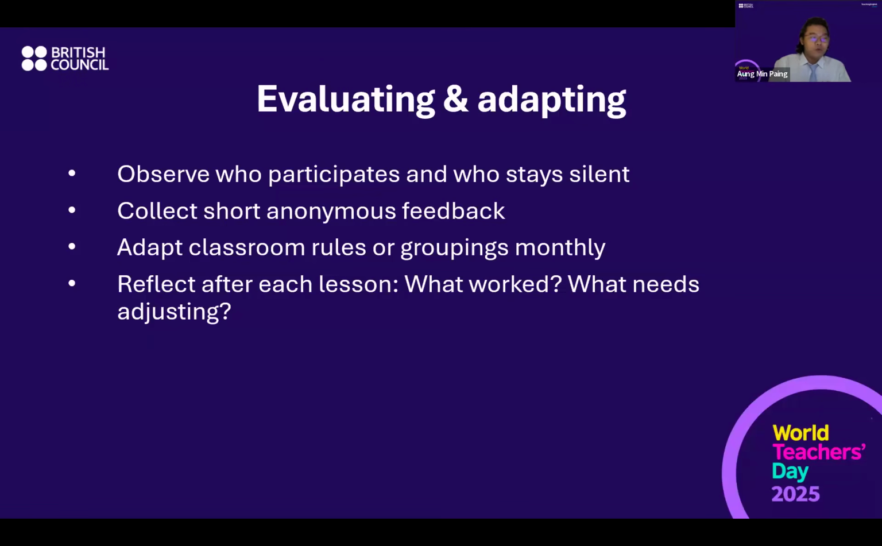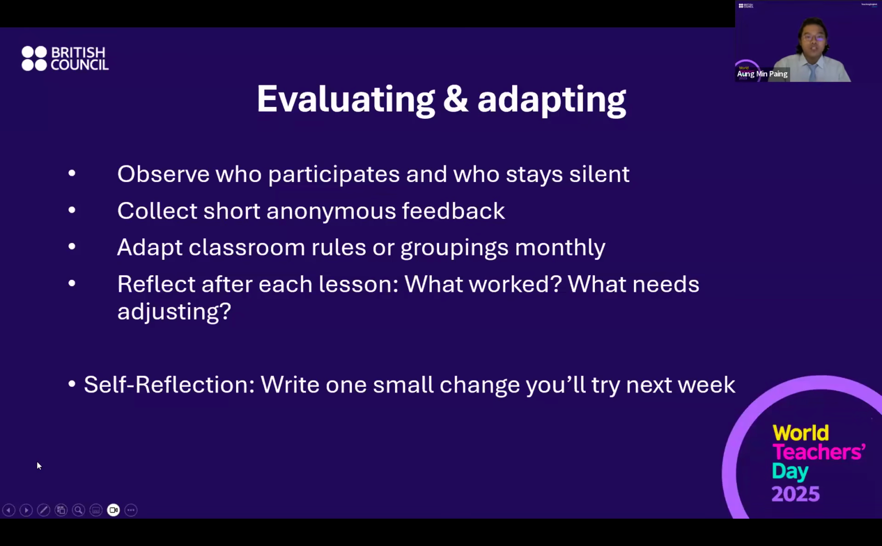So this is your self-reflection time. Could you please write one small change that you'll try next week? Before you joined this, you had some experience and possibly challenges. What could be one small change that you would try next time? Could you please type it in the chat?